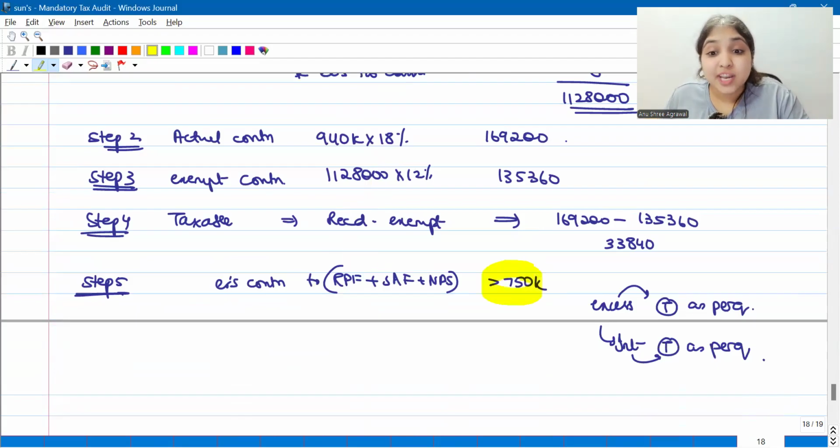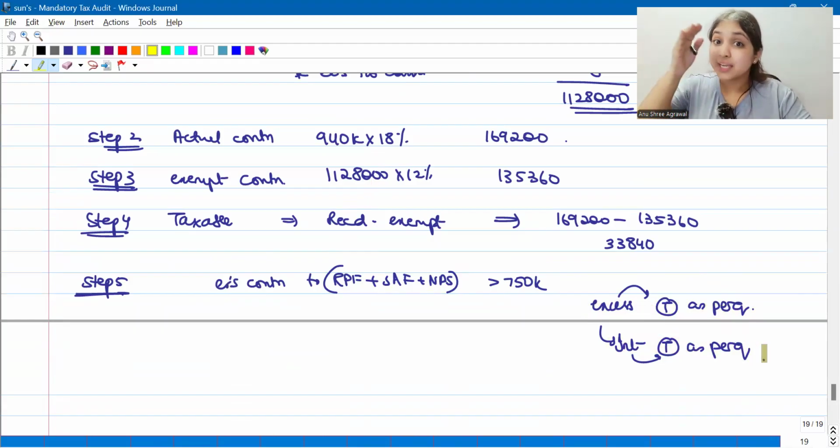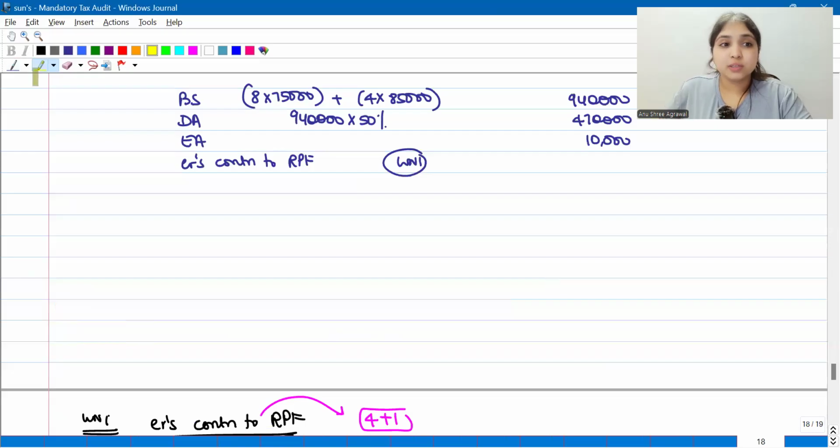So remember to check this last point, that is, is the total contribution more than 7,50,000? If it is more than 7,50,000, whatever is the excess will be taxable as perquisite. Even interest on the excess will also be taxable as perquisite. In this question, this will not apply because it is not more than 7,50,000. Okay, so what's the total taxable employer's contribution now? 33,840. We've already done this checking also.